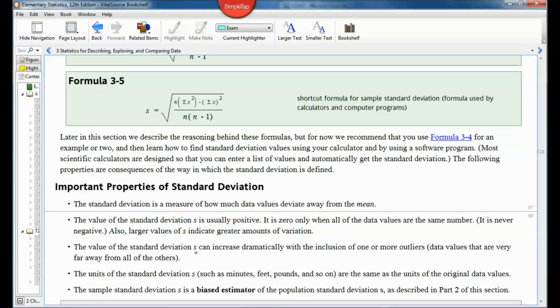The value of the standard deviation S can increase dramatically with the inclusion of one or more outliers. The units of the standard deviation S, such as minutes, feet, pounds, and so on, are the same units as the original data values. It says the sample standard deviation S is a biased estimator of the population standard deviation S.